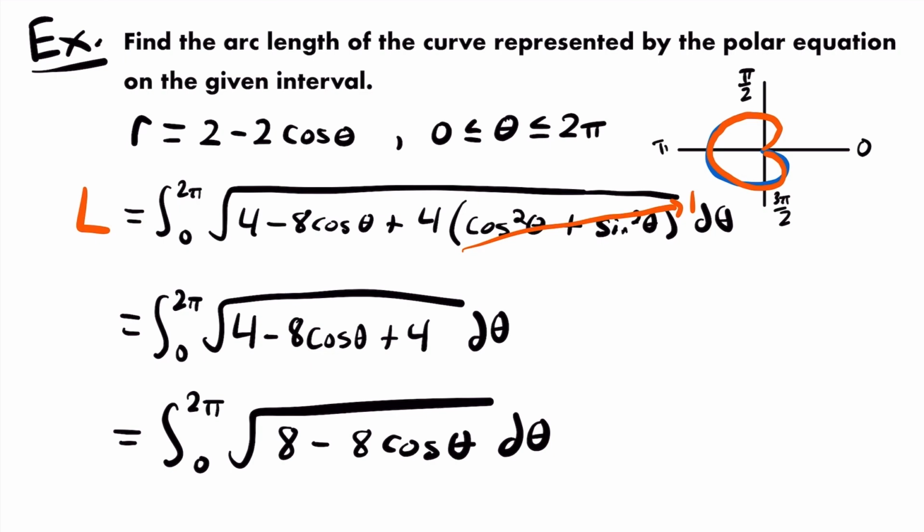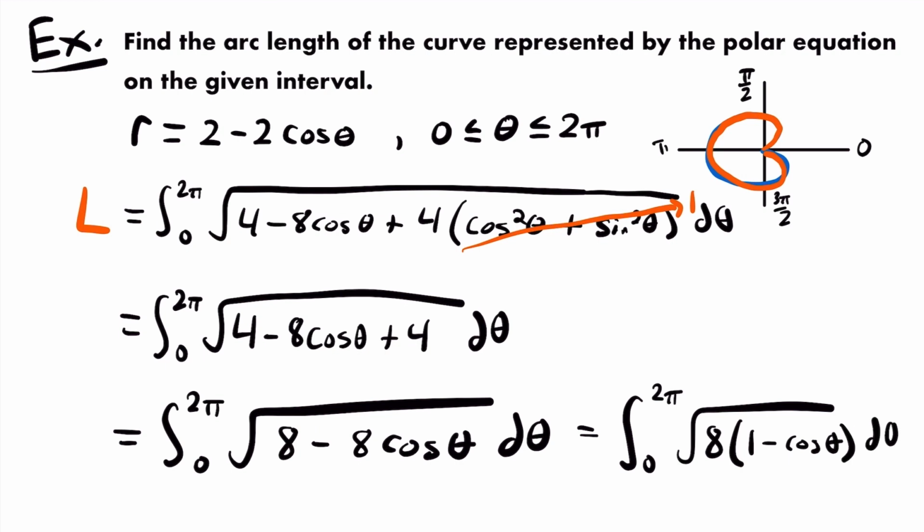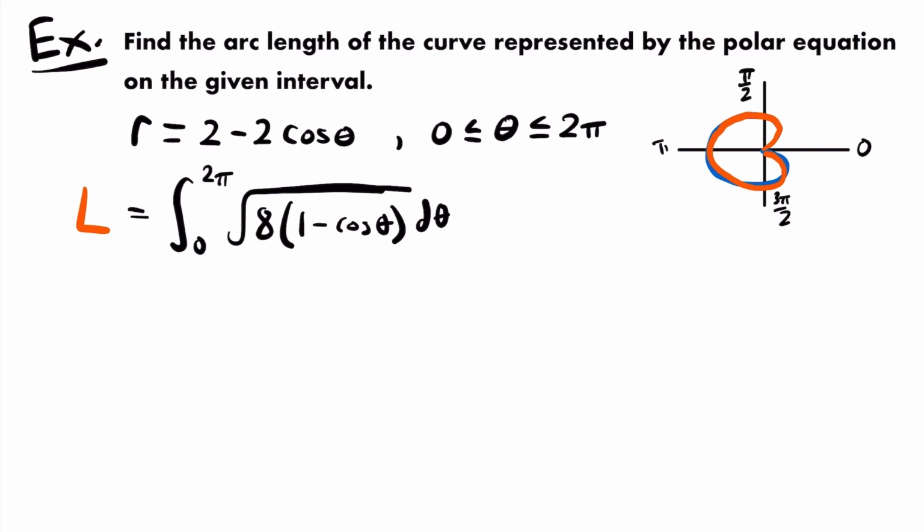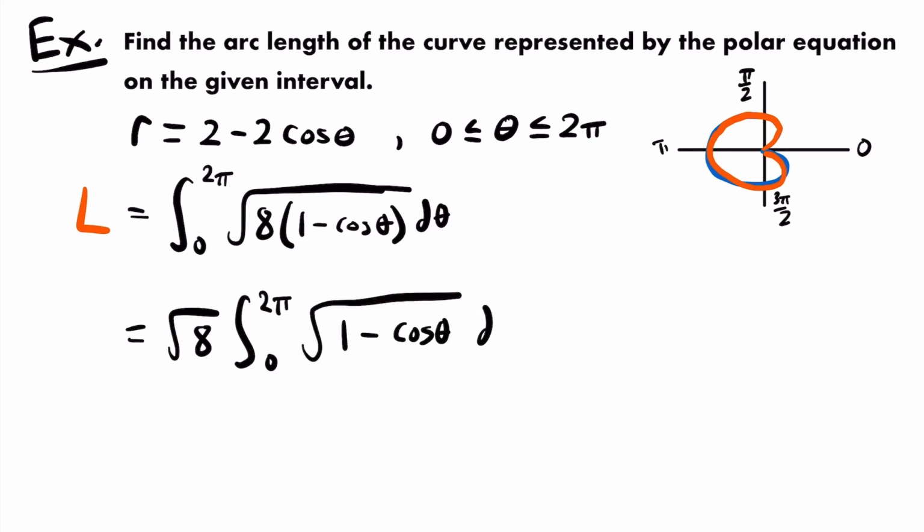And now we have a common factor of 8 that we can pull out from each of these terms. We have an 8 in this term and an 8 in this term. So if we pull that out, this will be equal to the integral from 0 to 2 pi of the square root of 8 times 1 minus cosine theta d theta. Okay, so now we can take the square root of each of these parts. We'll take the square root of 8 and pull that out to the front of the integral, and then be left with the square root of 1 minus cosine theta inside the integral. And so if we do that, the arc length will be equal to the square root of 8 times the integral from 0 to 2 pi of the square root of 1 minus cosine theta d theta.